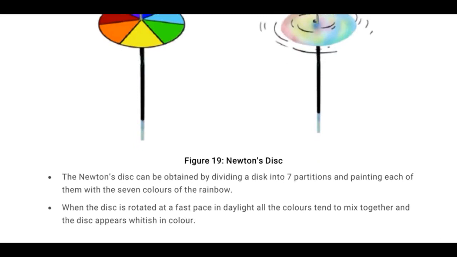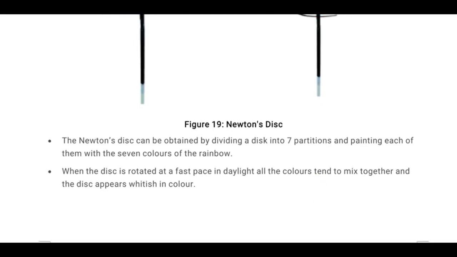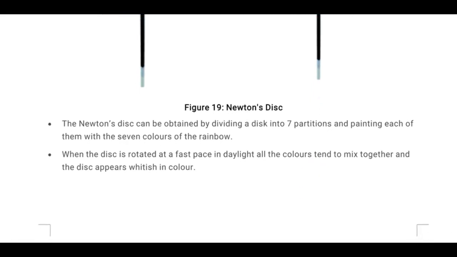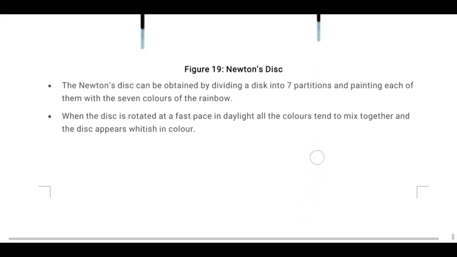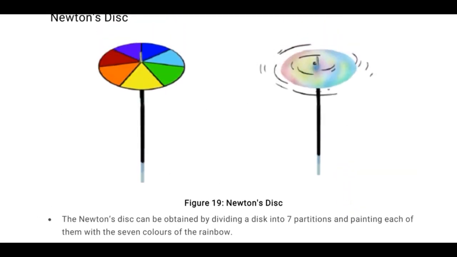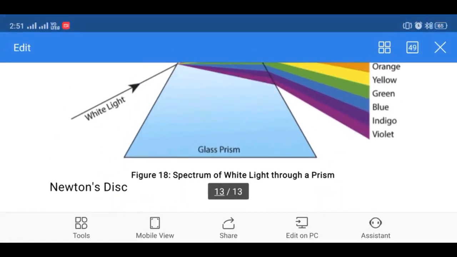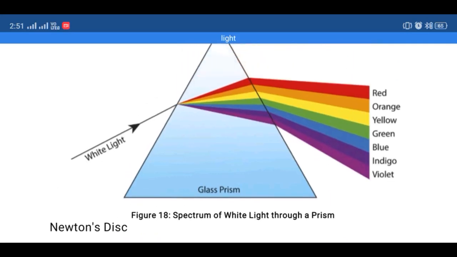The Newton disk can be made by dividing a disk into seven partitions and painting each of them with the seven colors of the rainbow. Just paint it like that. When the disk is rotated at a fast pace in daylight, all the colors tend to mix together, and the disk appears whitish in color. So this is the Newton disk, which helps to explain that white light can produce seven different colors. These seven colors are produced by the principle called dispersion.